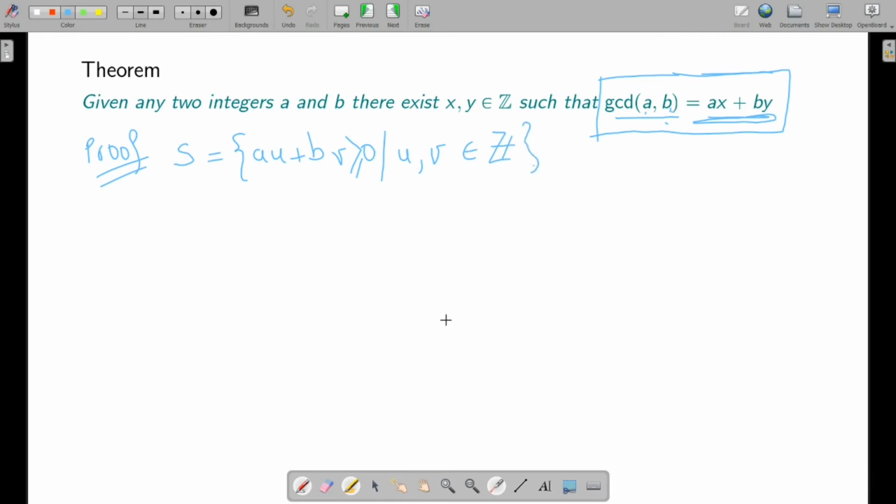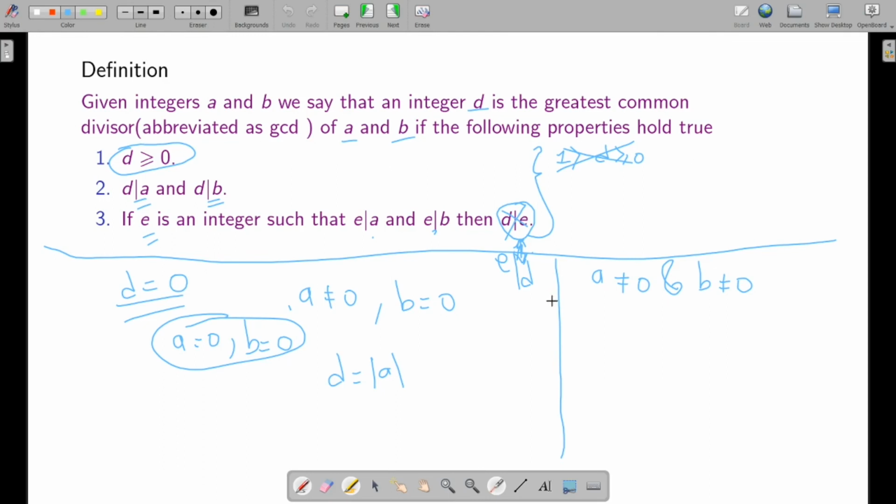So there is one obvious element in S. I think I need to be a little careful here. If D is 0, I need to prove that A and B are both 0. Can someone tell me why that is true? If D is 0, why should A and B both be 0?